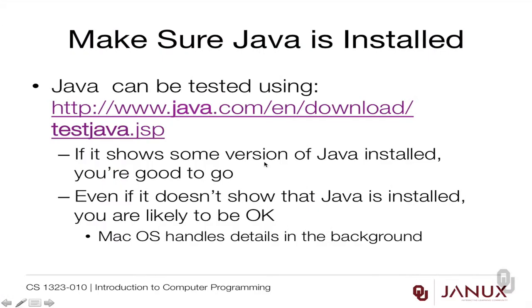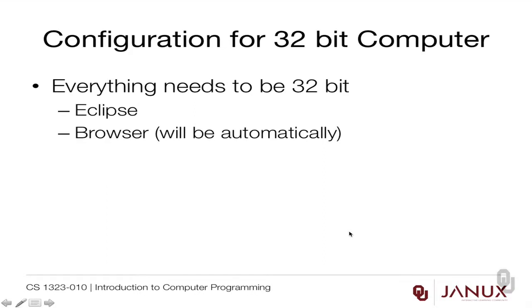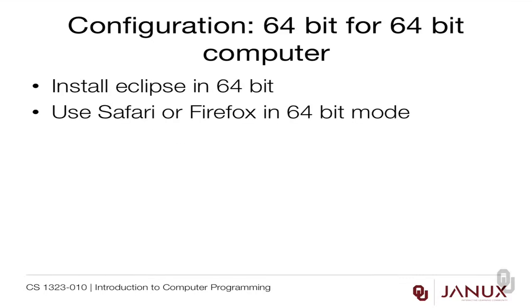If it shows some version of Java installed, even if it's not the most recent one, you're good to go. Most of the things we're doing in this class are very elementary, so the latest version of Java is not necessary. If you have a 32-bit computer, everything needs to be in 32-bit. So you'll need to install Eclipse in 32-bit, and your browser will already be in 32-bit. So that should be straightforward. If you have a 64-bit computer, you should install Eclipse in 64-bit and use Safari or Firefox in 64-bit mode.